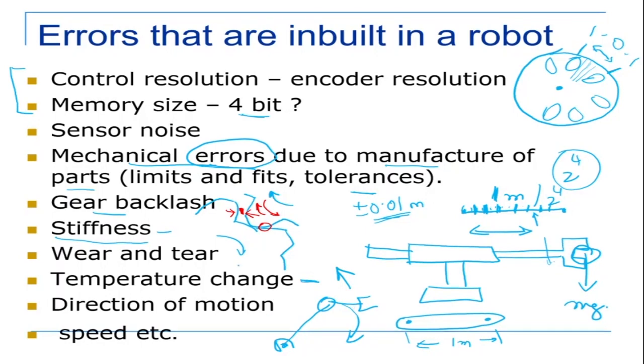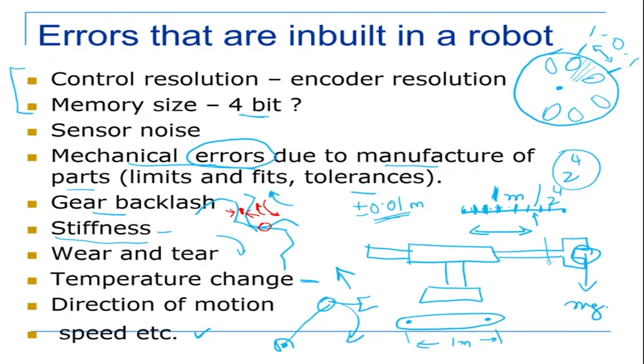Speed of operation, this is again dynamics. So if you are operating very fast, the dynamic forces are going to be very high, and because of which there is going to be more deflection on the links and more stresses will come on the joints. So all these parameters we see are not in our control.